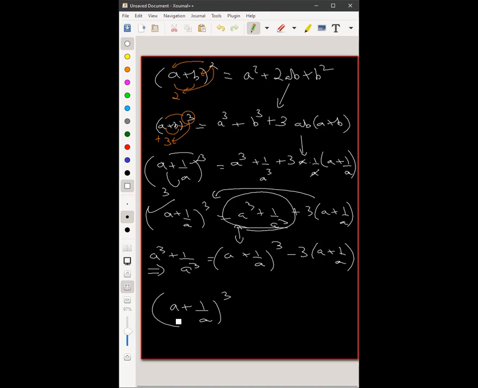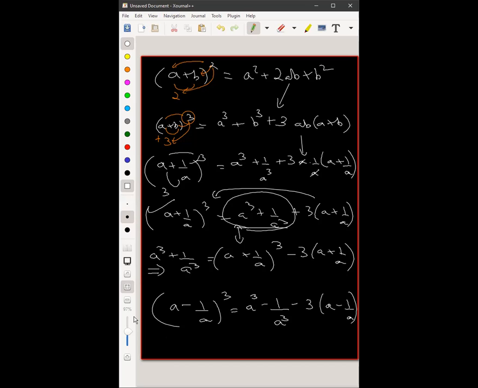Similarly, if we have a minus here, remember, everything is minus. So if you have a minus, what will this become, Ananya? a minus 1 upon a cube is a cube minus 1 upon a cube plus 3. No, this is where you're going wrong. Minus 3 into a minus 1 upon a. Okay, everything is minus.